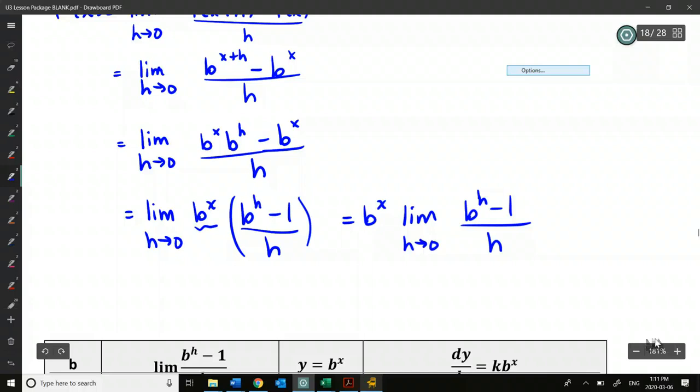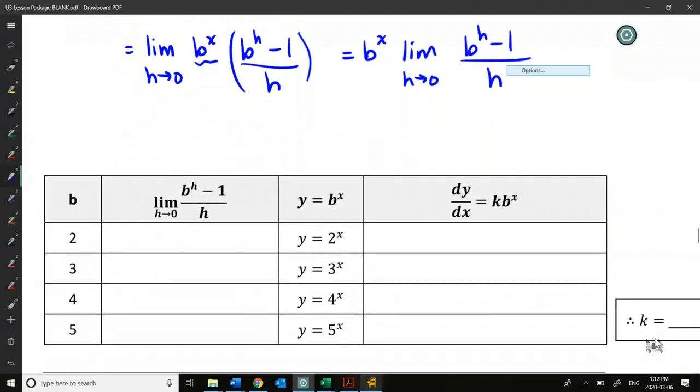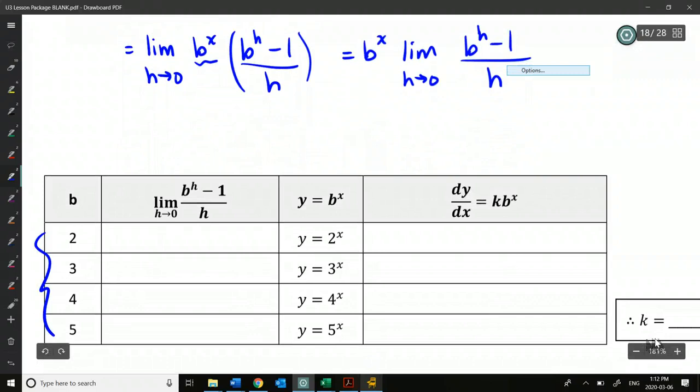Okay, so there's still a problem here. If I input 0 for h, I'm getting 0 over 0, which is still indeterminate form. So we're going to do something similar to what we did with sine and cosine, and see what is going on with the graph of this function. Now remember here, b is representing a multitude of different bases. So it's not just as easy as plugging in the function. We have to plug in the function for a variety of bases of b.